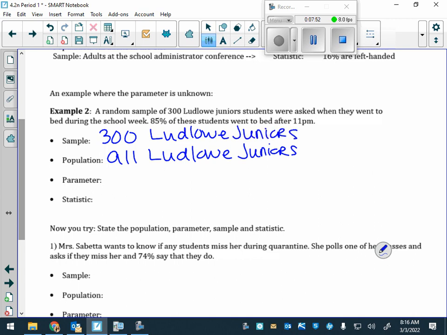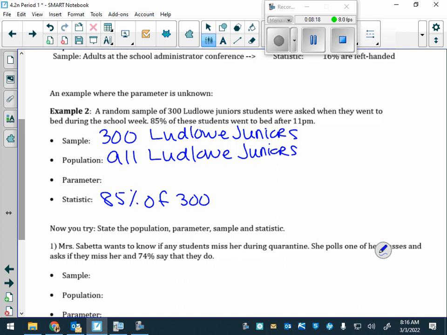Juniors. So again, population sample wording is roughly the same. One says all and one is an actual number. Okay? Now, 85% of these students went to bed after 11. So what would that be? Parameter or statistic? What does it represent? Tyler? Statistic.